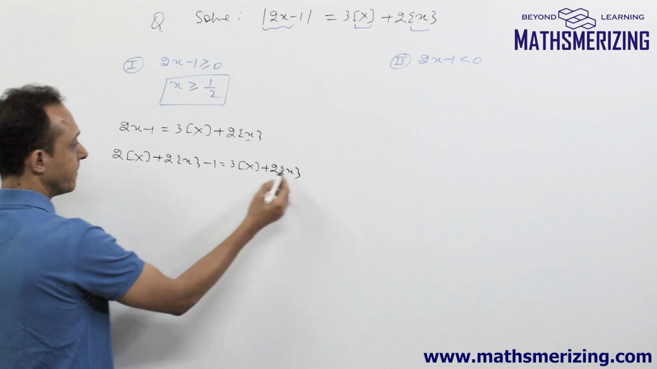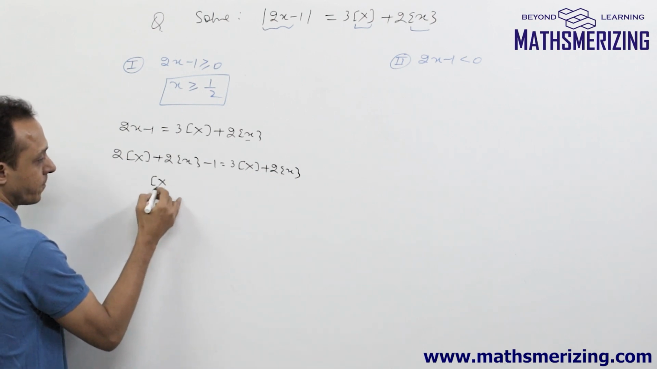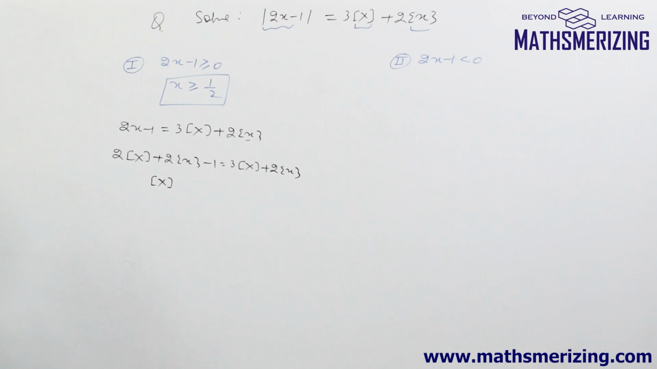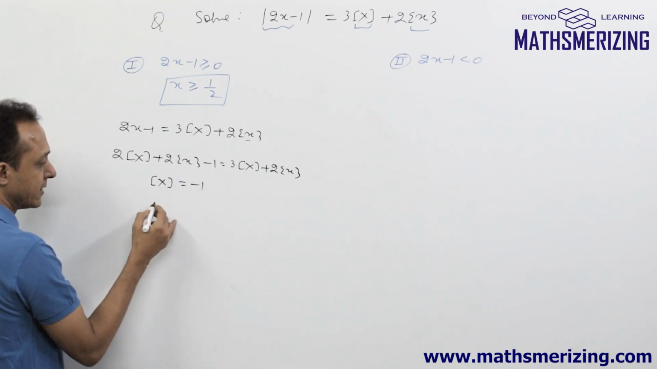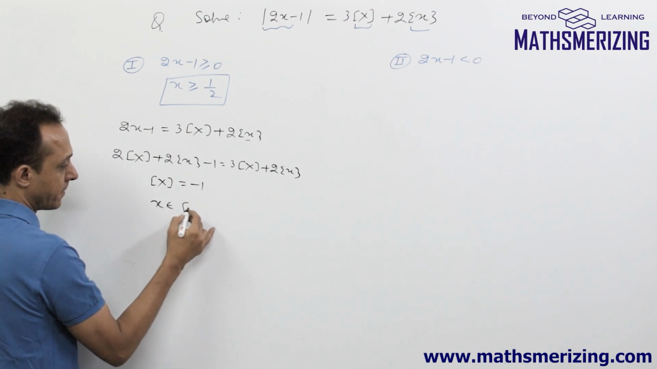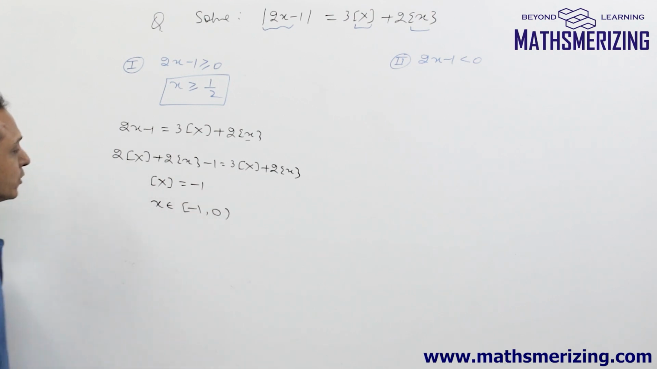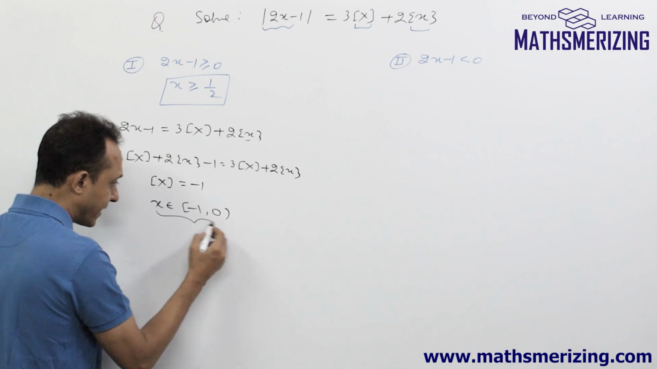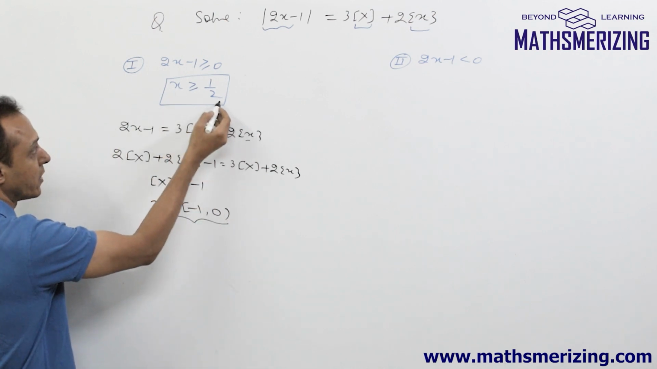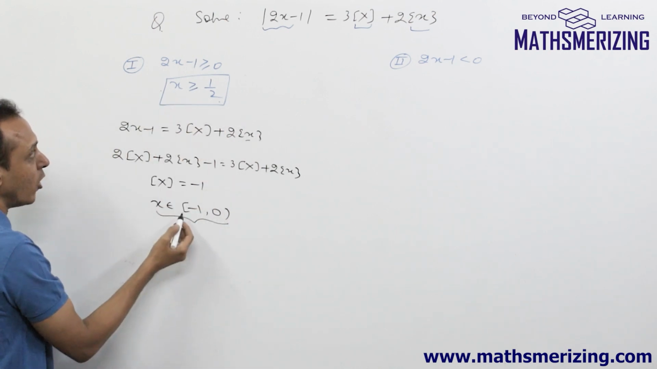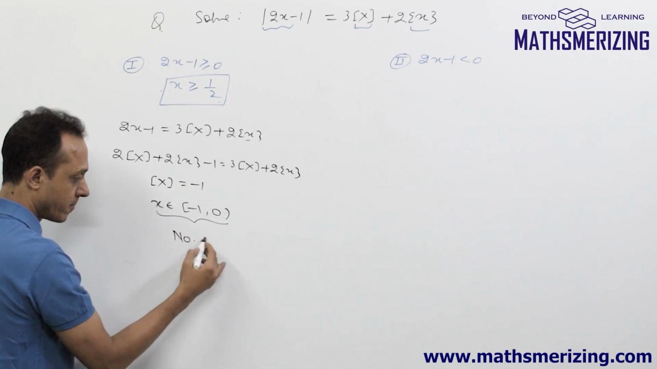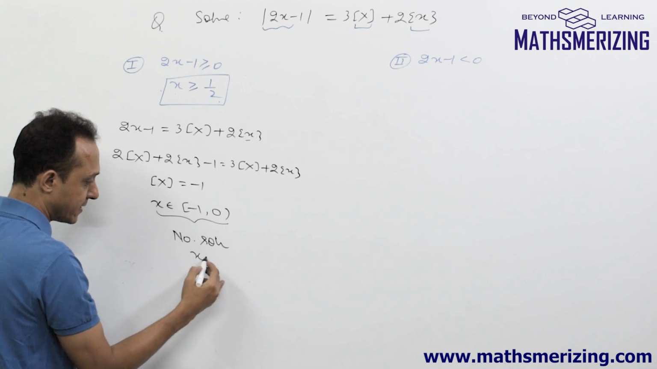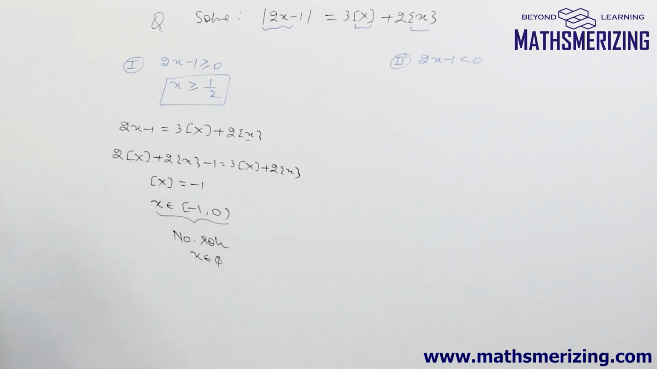So if I cancel it, I'll get [x] = -1. So the value of x should lie between -1 and 0. But these values of x do not lie in this interval, so there is nothing common with the given condition. So in this case, there will be no solution. So from the first case, the answer I'll get is x belongs to the empty set.